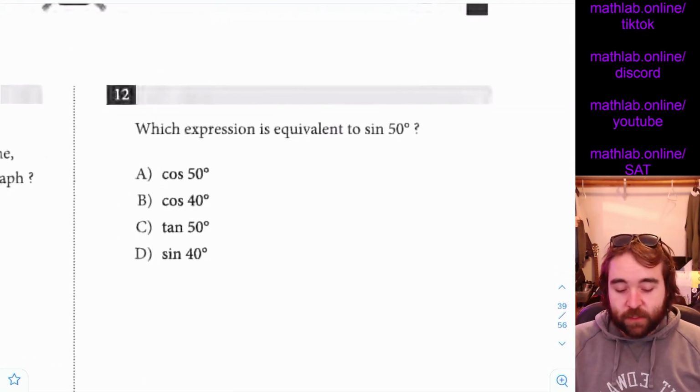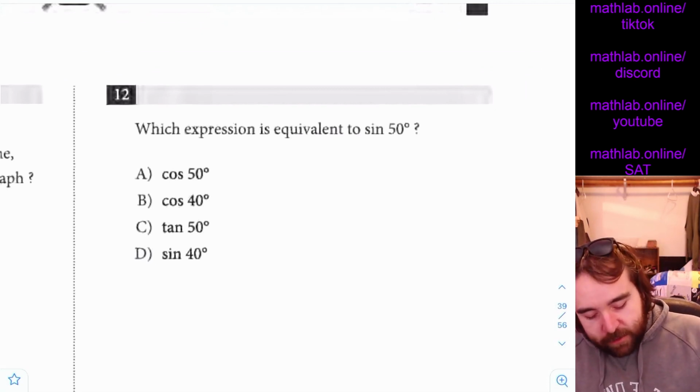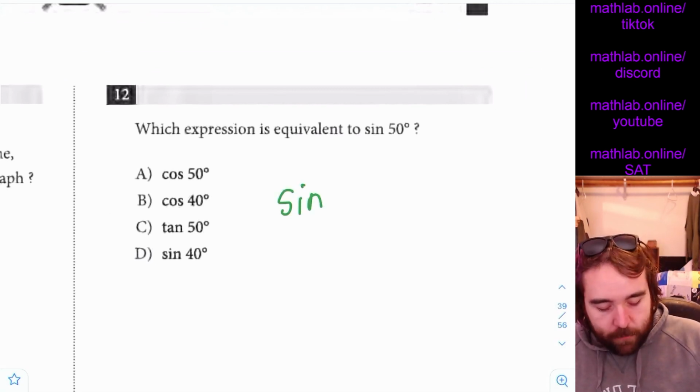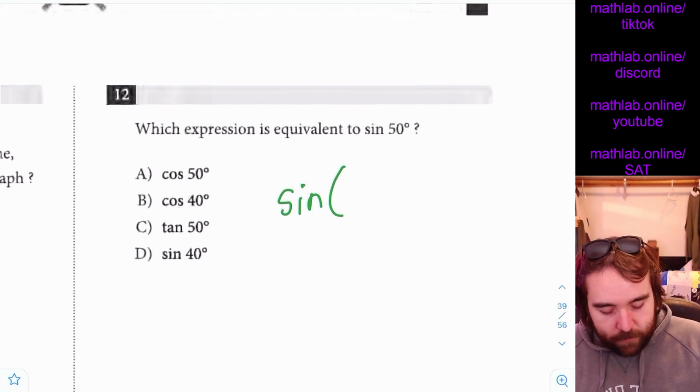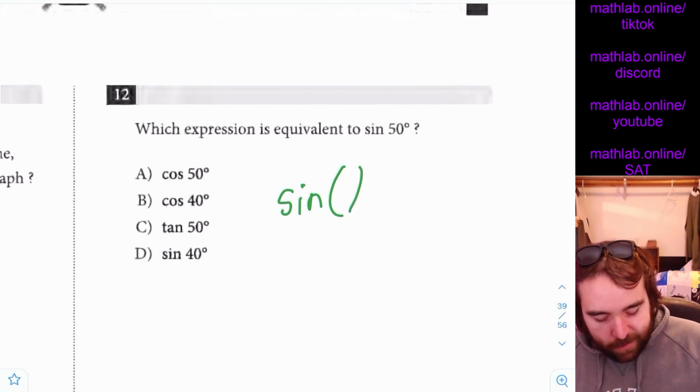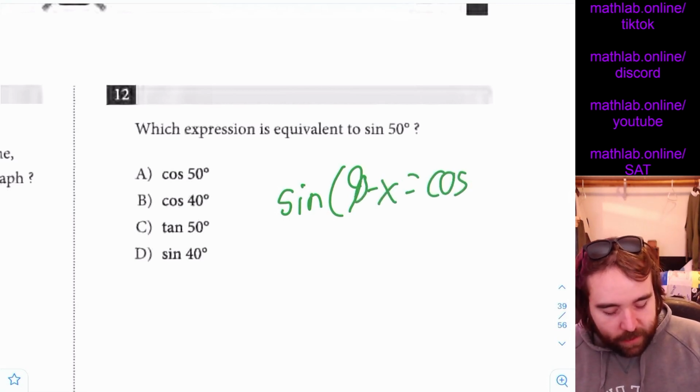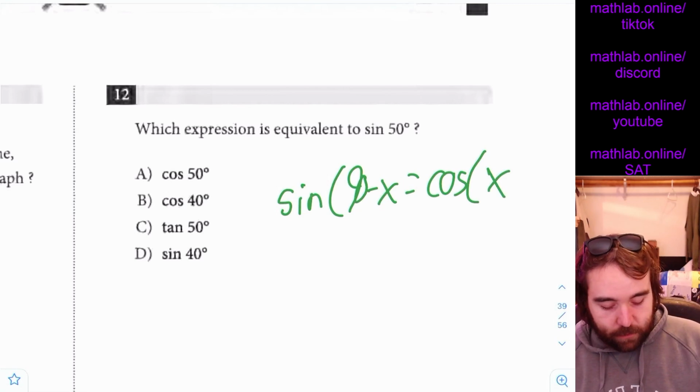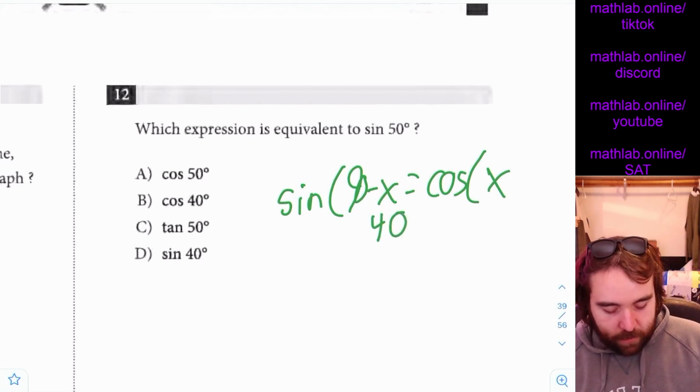All right, this would scare a lot of people, especially because this is on the no calculator section. But it's the one main property that you have to know. You have to know that the sine of 90 minus x is equal to the cosine of x. So right here, we have the cosine of 90 minus 40.